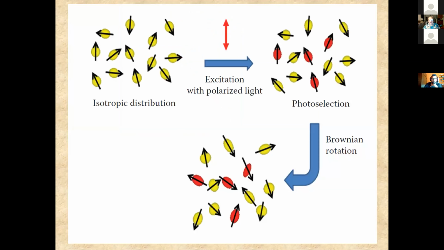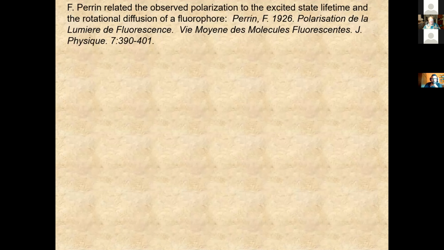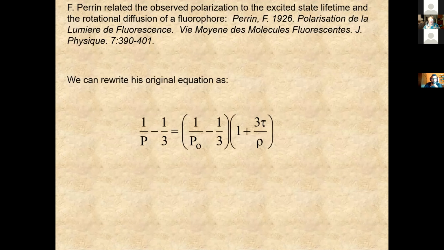For example, if we have a distribution in solution, we excite with polarized light, we do our photoselection. Now we can have Brownian rotations of the molecule during the lifetime of the excited state. And Francis Perrin related this already in 1926. And we rewrite his original equation in terms of polarization measured, P0, and lifetime. Of course, the lifetime is important.